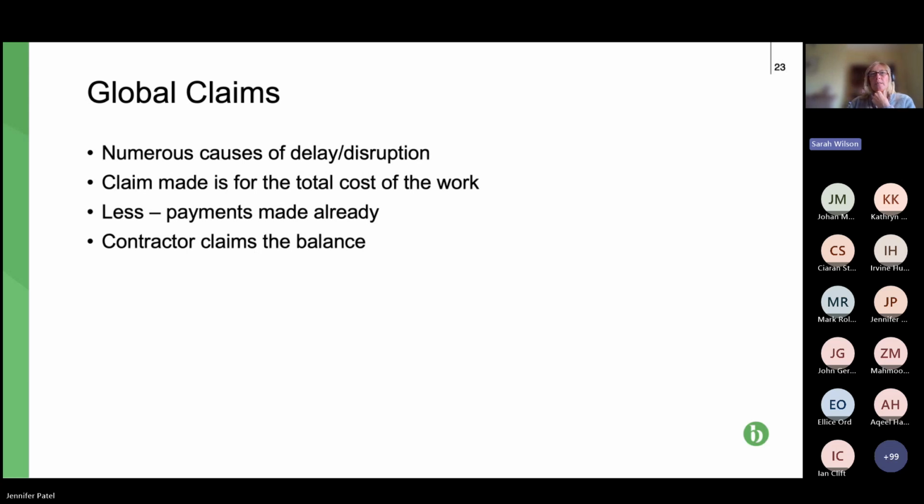Where they do tend to be successful is where there is huge default on the part of the paying party, but either no default on the part of the contractor or subcontractor, or very little, so that you can almost hive off any default of the contractor or subcontractor and say everything else is due to the paying party. If it's a mix of both parties, then global claims are pretty tricky. So if we can move to the next slide, please.